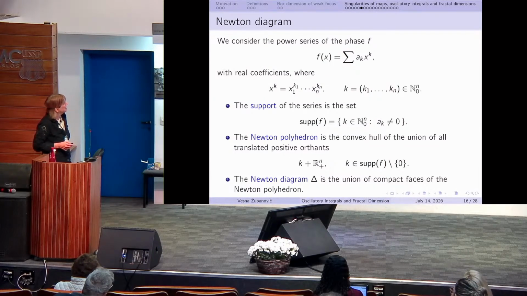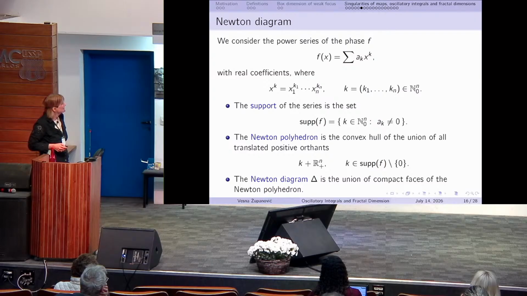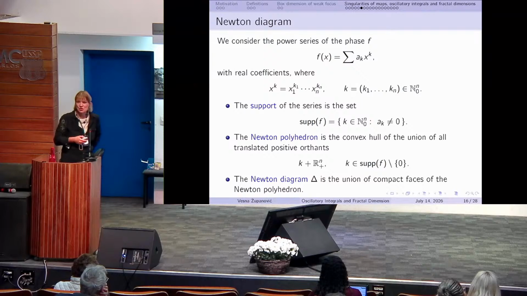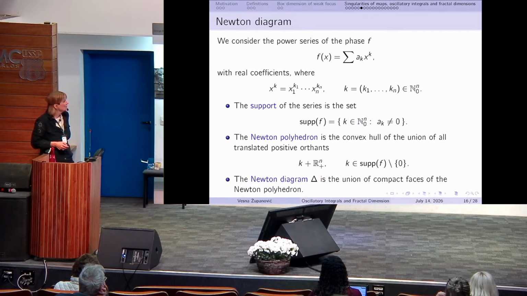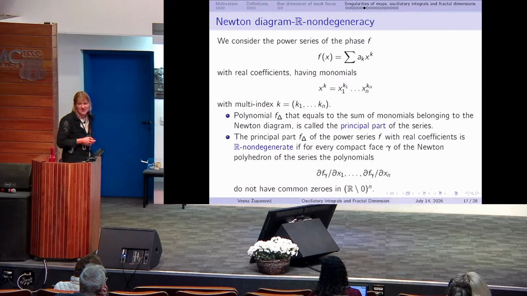Okay, here we have a power series with real coefficients. We have monomials. I put here with bigger dimension. And I think you are familiar with this. And Newton polyhedron is the convex hull of the union of all translated positive orthants. I will show you an example. And Newton diagram is the union of compact faces of the Newton polyhedra, just compact faces or sides.